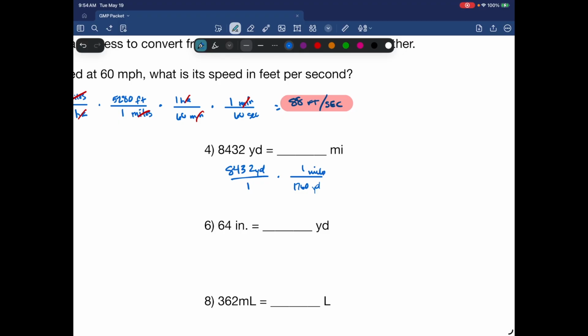Okay, so you would multiply that out, or rather multiply across the top and divide across the bottom, and you would get 4.7 miles. Pearson will tell you how many decimals to round it to, whether it's 1, 2, or 3 decimals. So don't get bogged down in that.